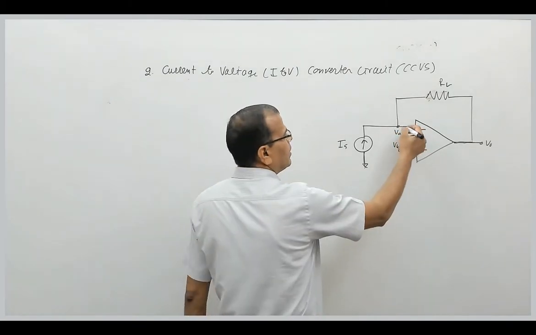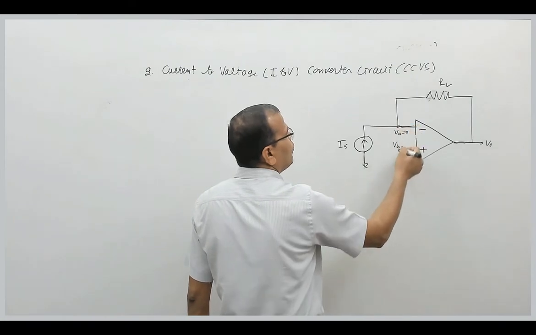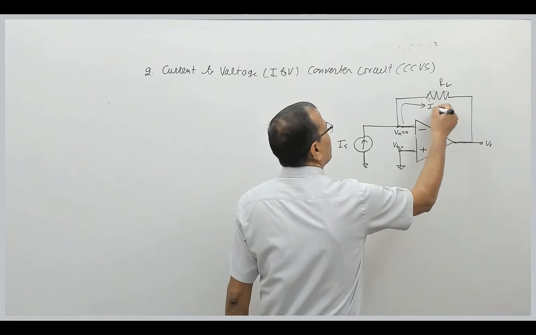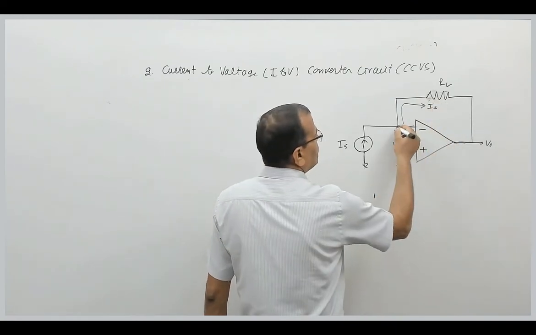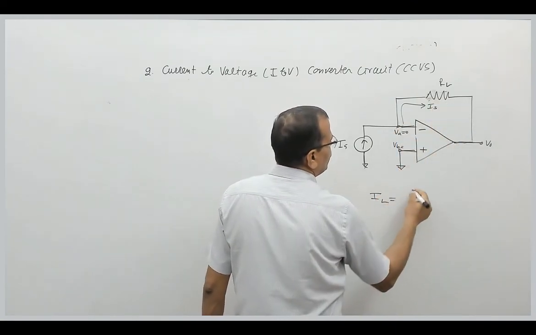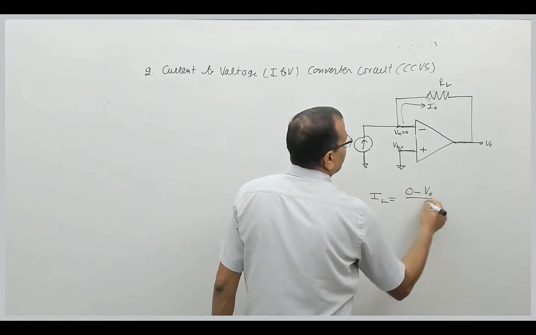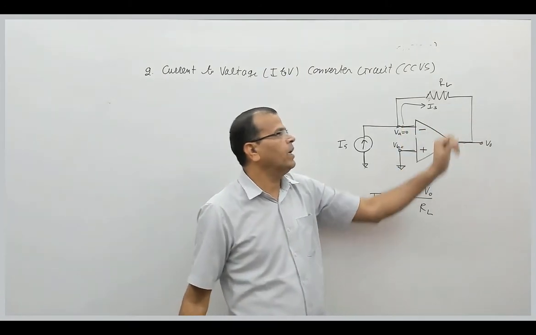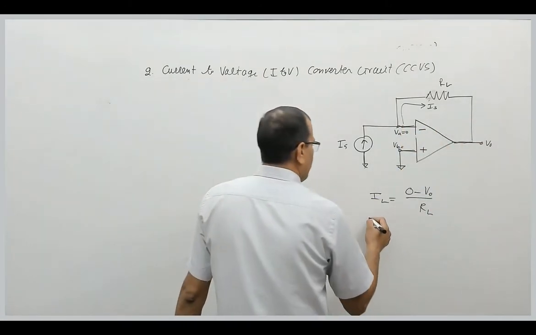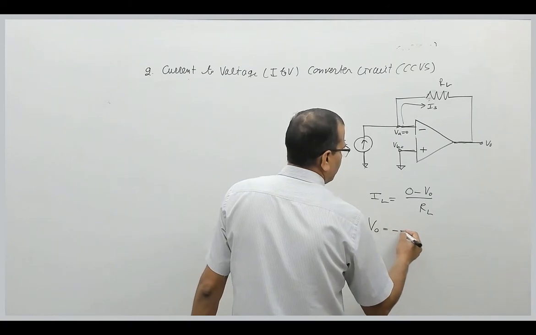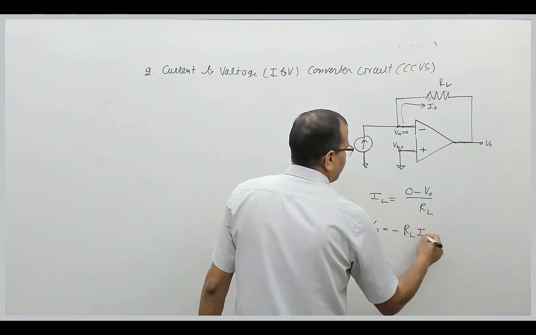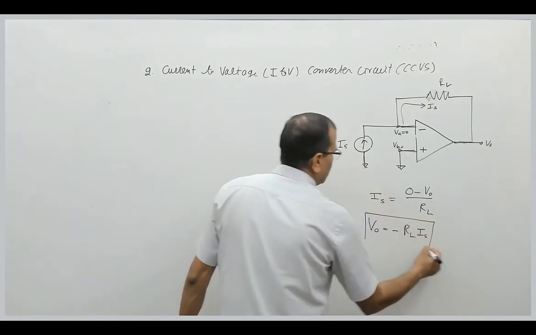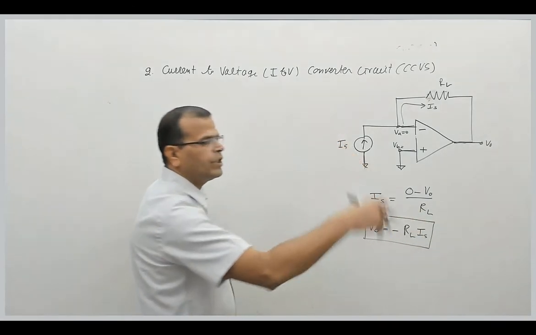But for an ideal op-amp, current entering into the inverting and non-inverting terminal is 0. So this current will be flowing into this, that is IS. So if this is 0, IS will be equal to 0 minus V0 divided by RL. So I am able to get output voltage, across RL, as a function of the source current. So we will say this is a current to voltage converter circuit.